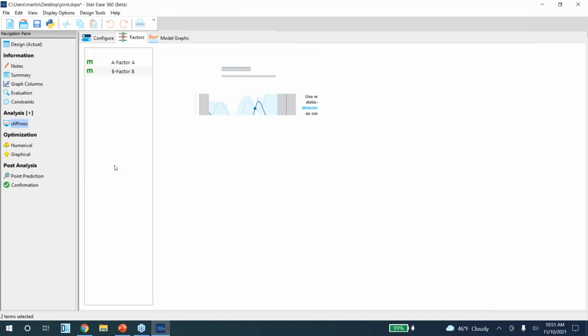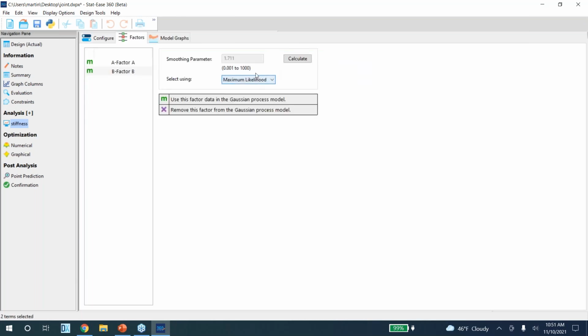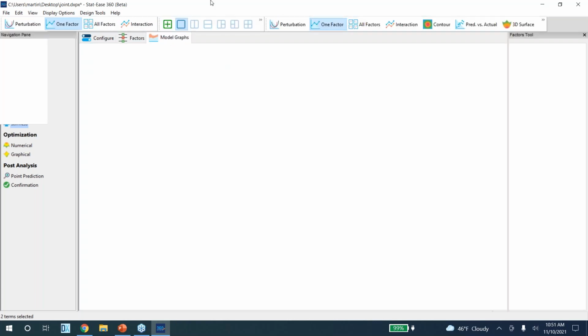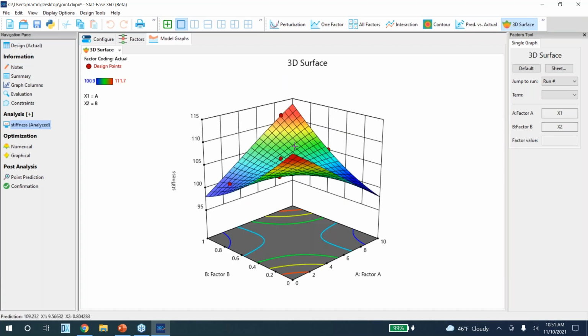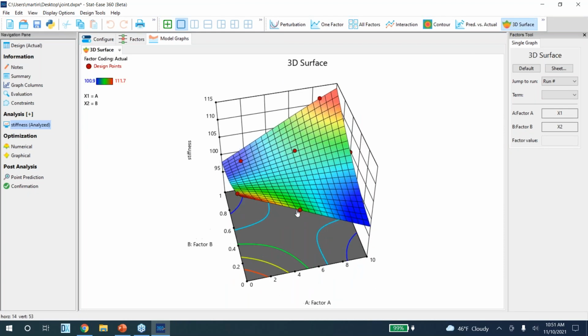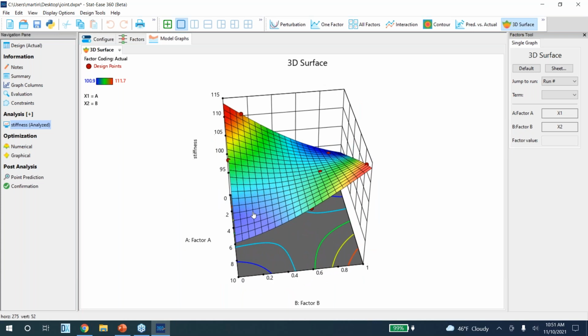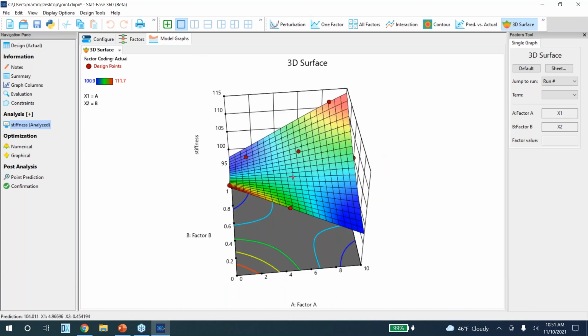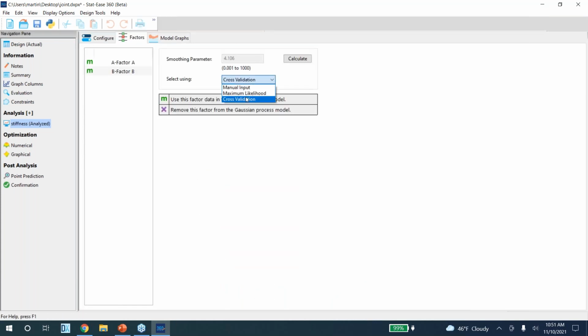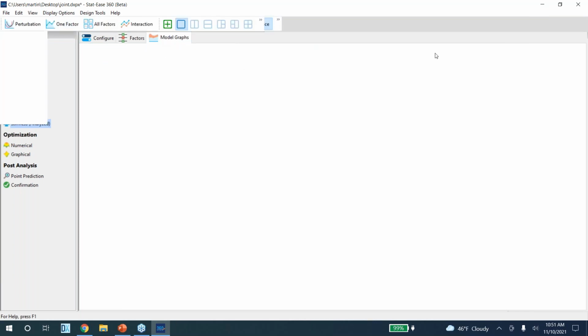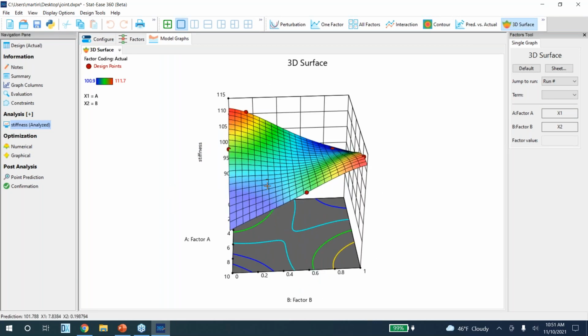Start analysis. Now I have 2 factors that I can put in, and by default, it chooses maximum likelihood, which is fine. You could also use cross-validation to get that smoothing parameter, 4.106 in this case. If I look at the model graph here, the 3D surface, this looks almost like a two-factor interaction model. If I went back and calculated this using cross-validation, I get a model graph that looks something like this. Similar, but a little more waviness in the curve here.